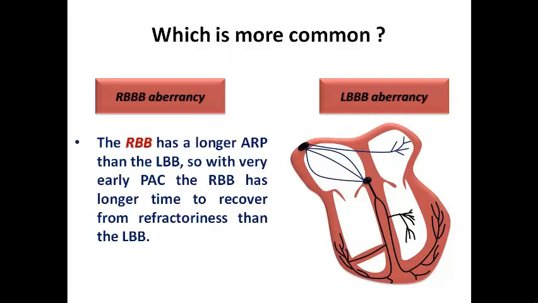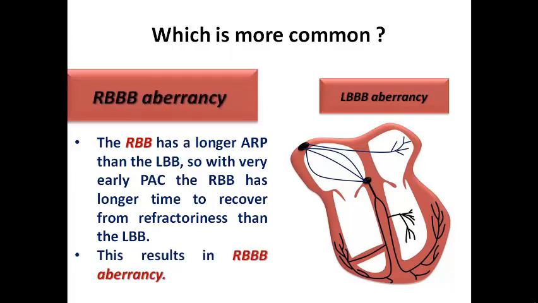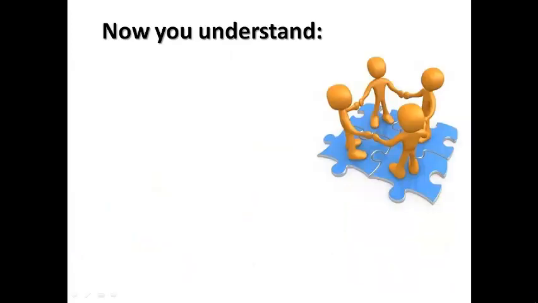There is a fact that the right bundle branch has a longer absolute refractory period than the left bundle branch. So with very early PEC, the right bundle branch has longer time to recover from refractoriness than the left bundle branch, and so I could expect that the earlier the PEC, the more it would show apparency, and the more common pattern is to show right bundle branch block apparency because of the longer absolute refractory period in the right bundle branch than the left bundle branch, so it is the more common pattern to see in PEC with apparent conduction.